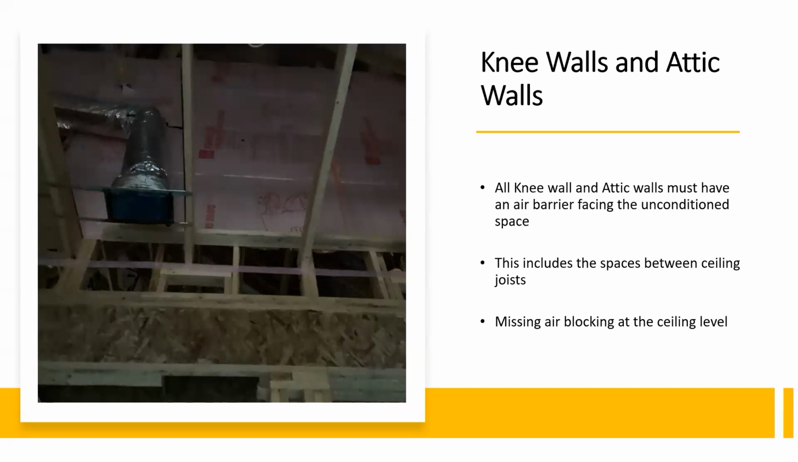So attic knee walls, or just a knee wall, all of them must have an air barrier facing the unconditioned space. The spaces between each of those ceiling joists, if you look at that, there's a floating gasket. So that's telling me that something's missing. It's blocking that's needed to stop the attic air from moving into the cavities. This is probably not an insulated wall. I mean, the insulation probably has not been installed yet.